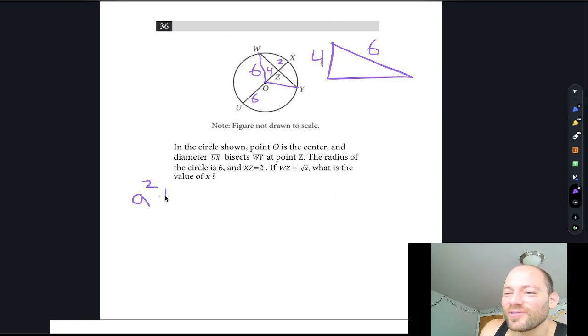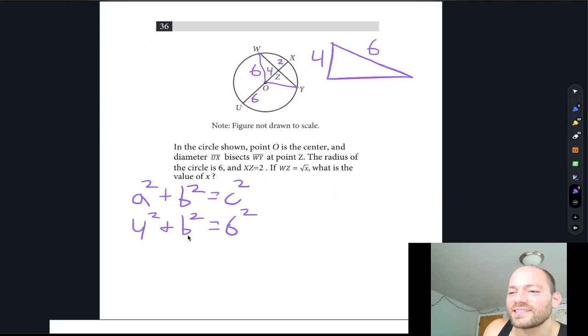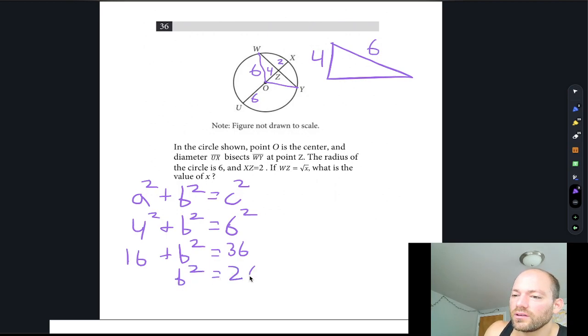And now we can do our wonderful Pythagorean theorem. A squared plus B squared equals C squared. Let's see here. I'll make A the 4. 4 squared plus B squared equals 6 squared. 16 plus B squared equals 36. B squared equals 20, right? Yeah. So B equals the square root of 20.